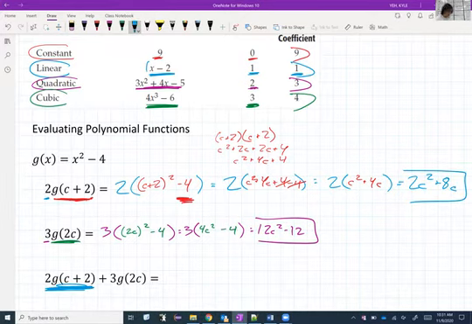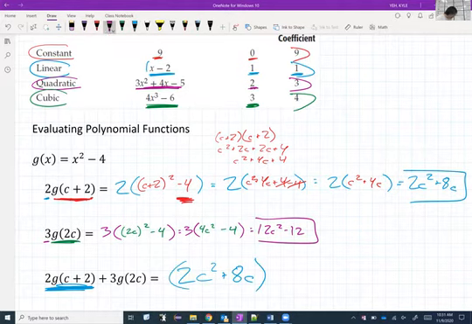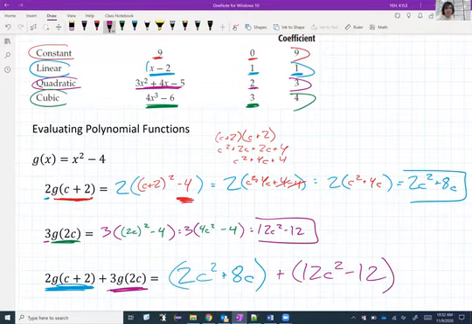Yeah, I did do that intentionally, but I know that 2 times g of c plus 2 is 2c squared plus 8c from 2 problems ago. And then 1 problem ago, we found that 3 times g of 2c is 12c squared minus 12. And so what does that kind of mean for us?